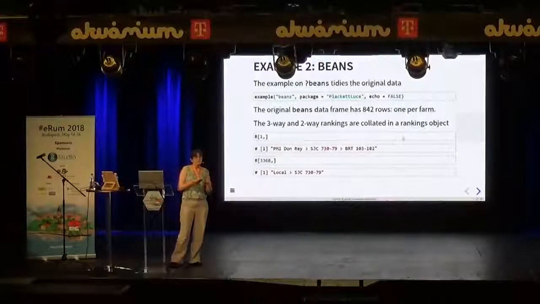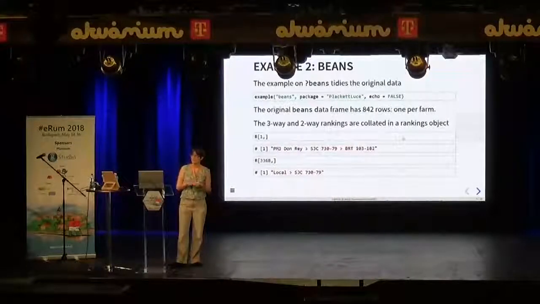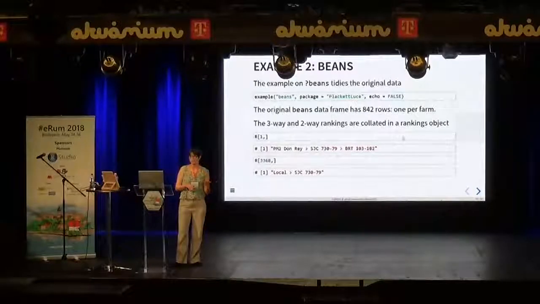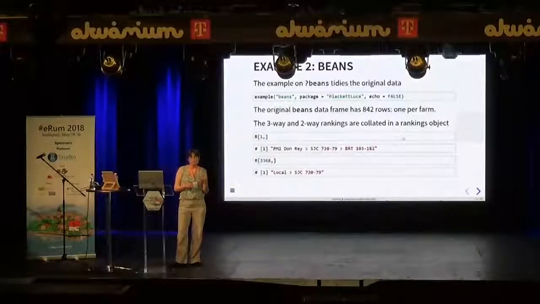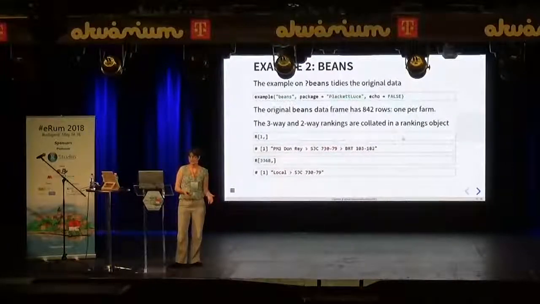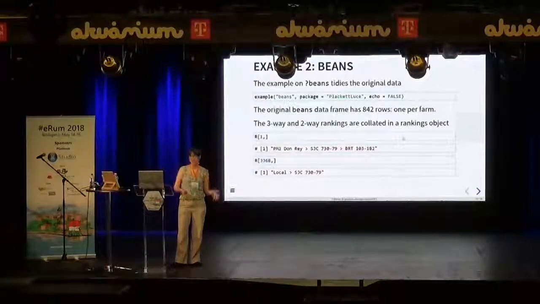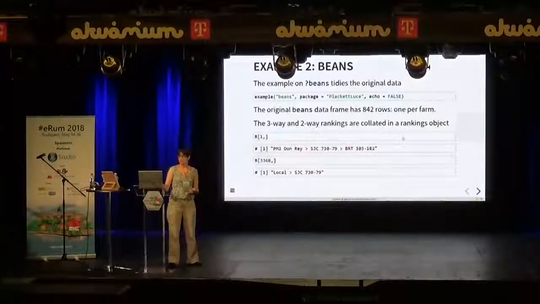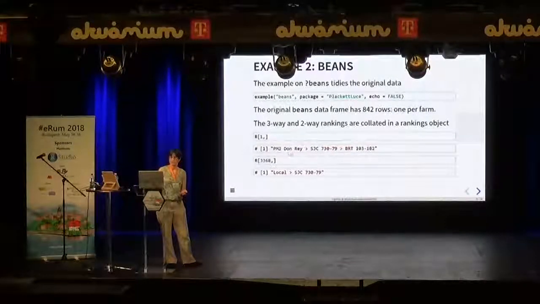In the original data, we have it organised in 842 rows, which was the number of farms. And so for each farm, we have 1 3-way ranking and 3 2-way rankings. And these are collected together in 1 complete rankings object for all possible varieties. So there's 11 varieties, and at the top here in the first ranking we've got a 3-way ranking, and at the bottom we've got the 2-way rankings.